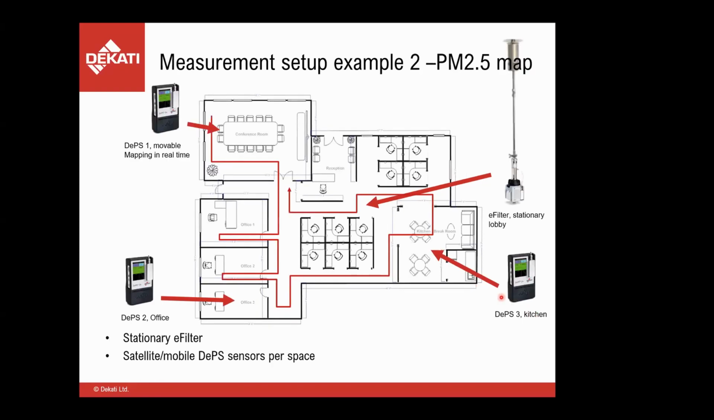Another example, we could have one reference measurement of the E-filter collecting a gravimetric filter, and then do, with the same principle, real-time measurements with stationary units or moving units, whether on a person or transported otherwise periodically from place to place, to get a more accurate understanding of the time variation and the spatial variation of the PM.